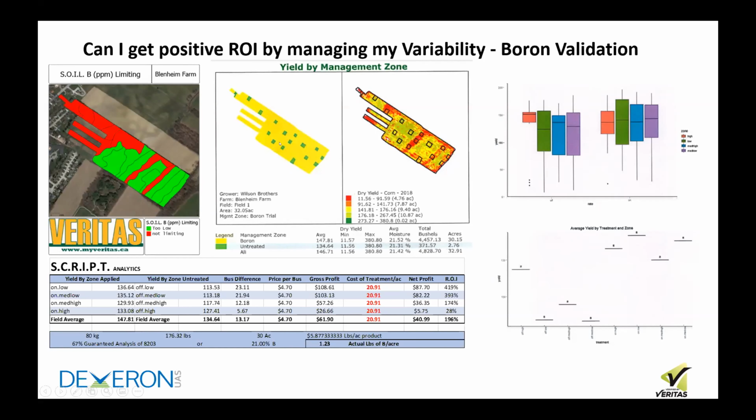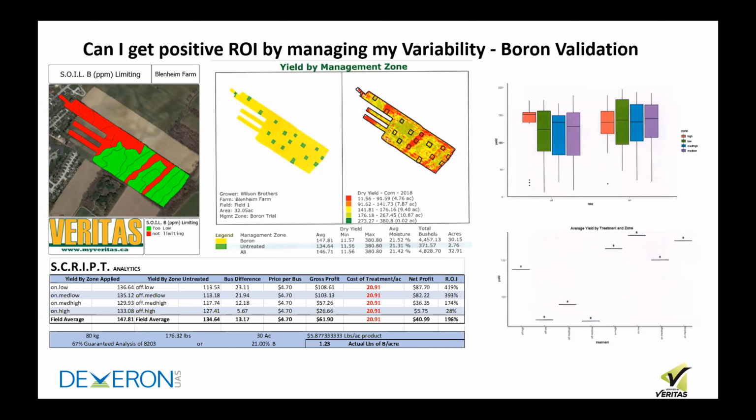The check blocks were strategically placed in the lower yielding area of the field, as well as the higher yielding area and the medium yielding area. The check blocks are done so we can do the analysis at the end of the year to see what its impact was on the yield.